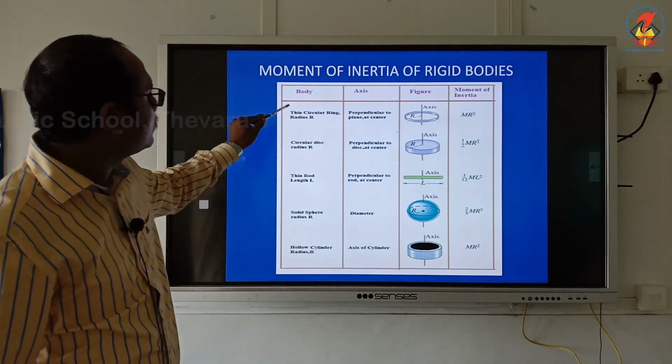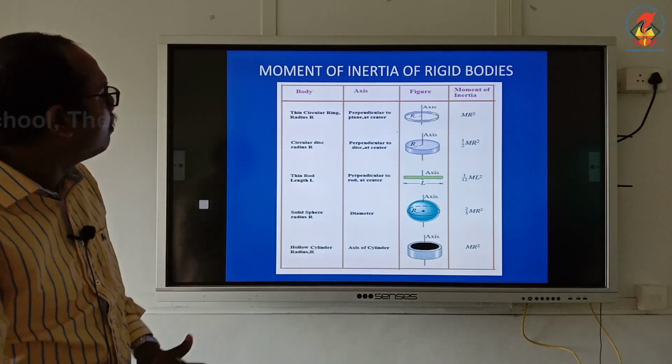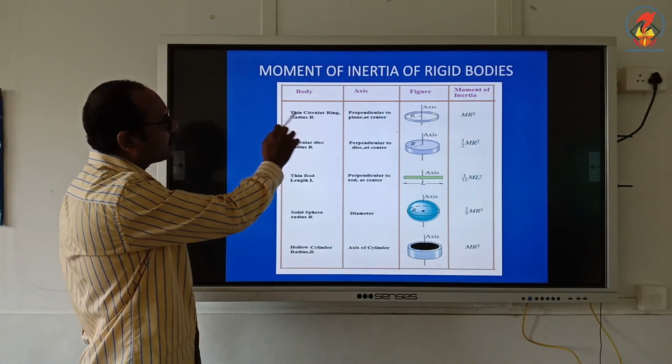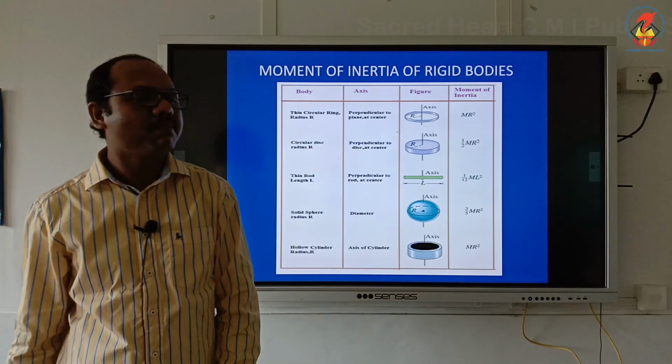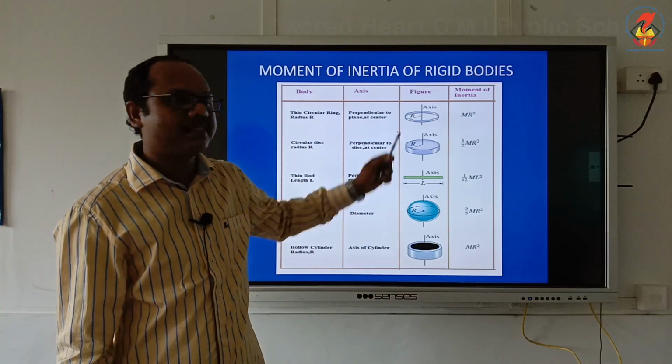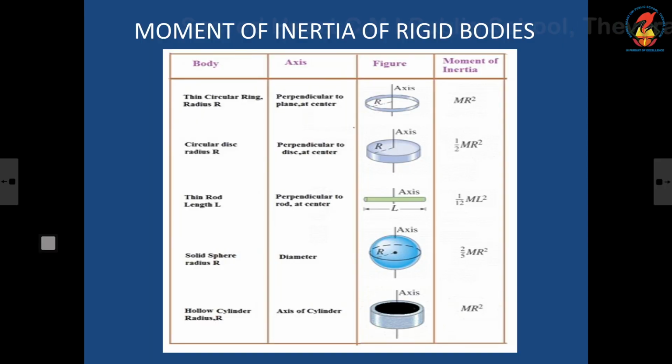Listen, the first one: a thin circular ring of radius r. I am making the axis here, perpendicular. The axis is perpendicular to the ring, and the equation for the moment of inertia is mr², where m is the mass and r is the radius from the axis of rotation. Now see the second one.